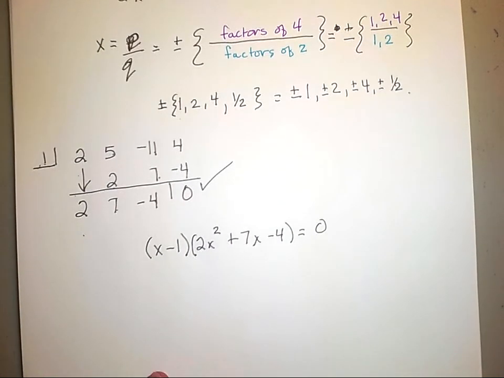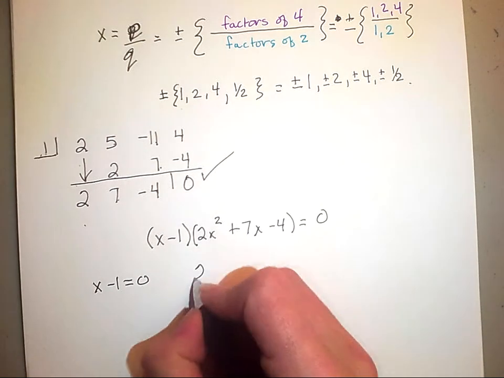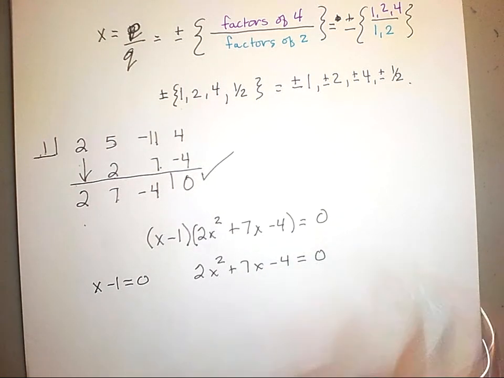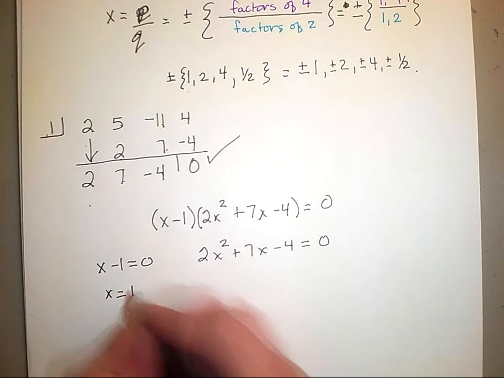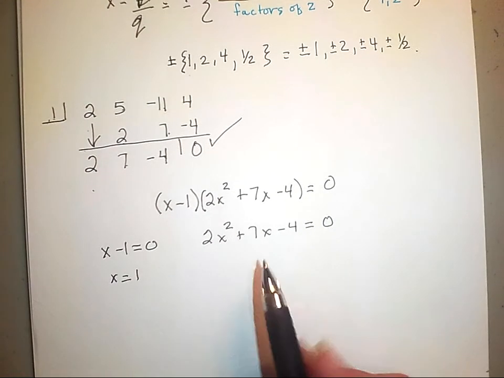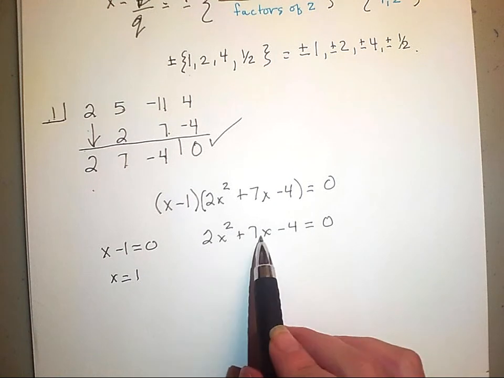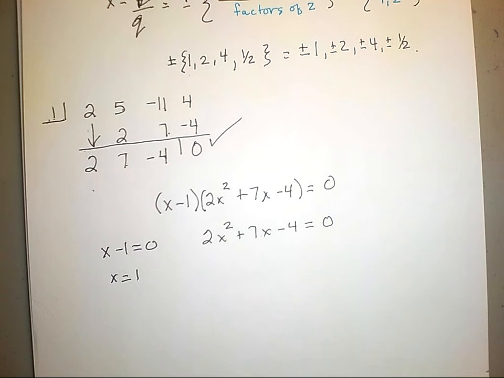So then it's either that x minus 1 equals 0 or 2x squared plus 7x minus 4 equals 0. So x is equal to 1. I'll do the easy one. This is not going to factor, and I certainly don't want to complete the square. Once I divide by 2, I'm going to have 7 halves there. So let's just use the quadratic formula.